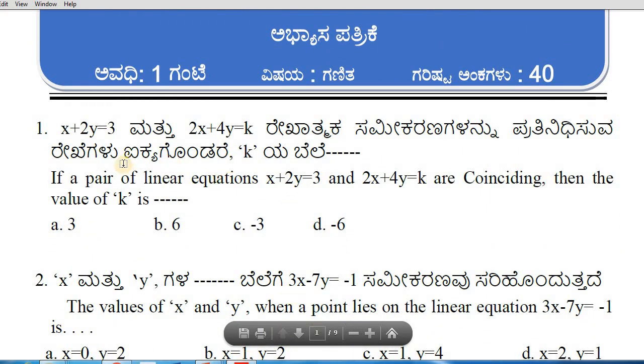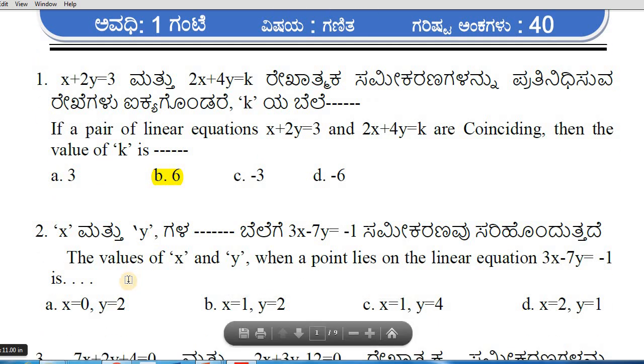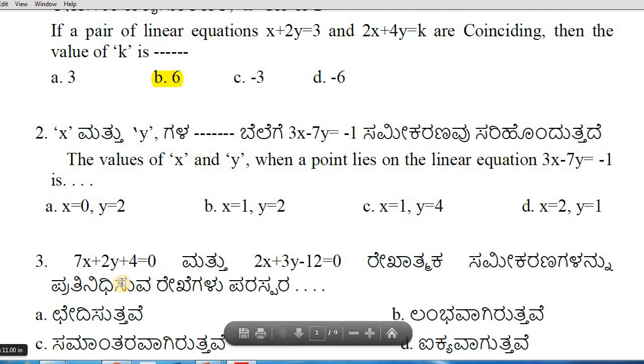The first question: if a pair of linear equations x plus 2y equals 3 and 2x plus 4y equals k are coinciding, then the value of k is, given options are 3, 6, minus 3, minus 6. Here the correct option is B, 6. Children, I cannot solve the problems here, so I am just giving the answers. I hope you will understand.